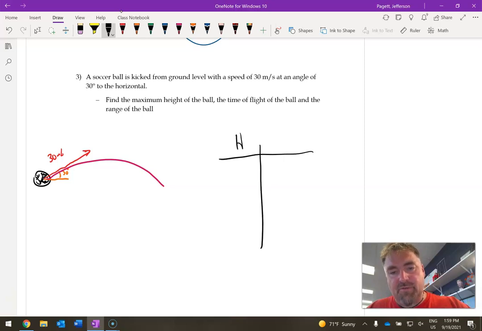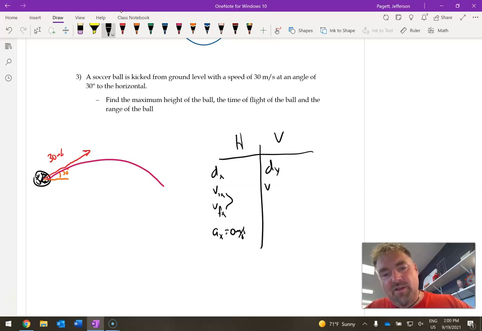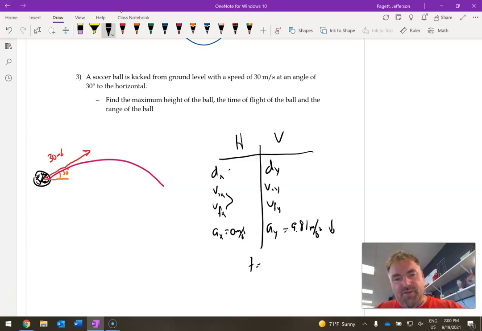But anyways, I still got to do my chart, horizontal, vertical. And so I'm going to have a dx and a vix and a vfx, and an ax is always going to be 0 meters per second squared because we're ignoring friction. Vx, vfx, the same thing. dy, viy, vfy. And ay is going to be that 9.81 meters per second squared down. Awesome. And then I've got time. And now I go, great. So I start filling stuff in.